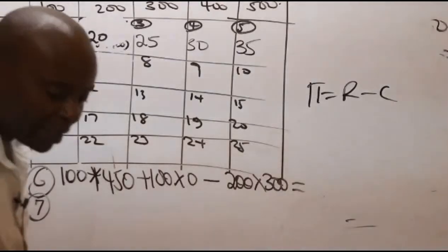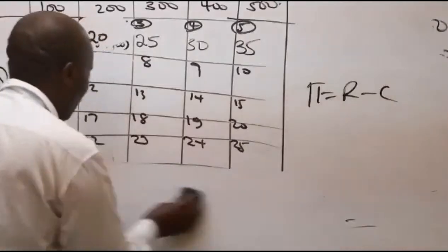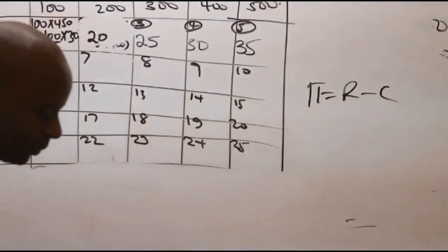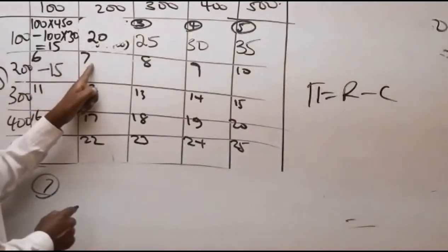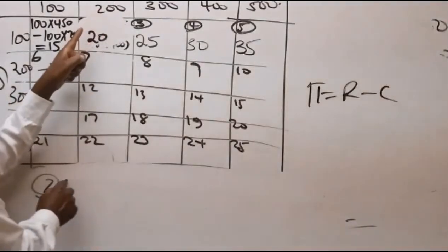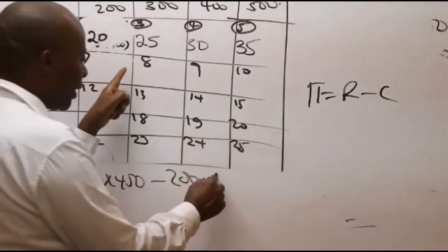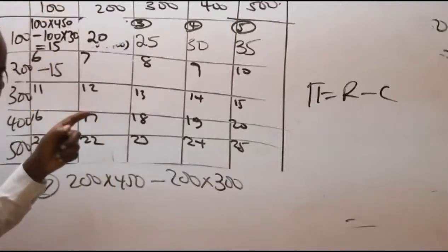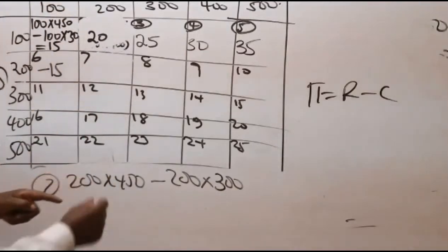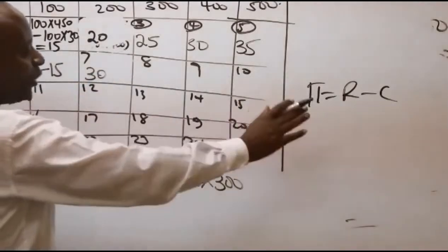So for cell number 7, ladies and gentlemen, this is what I have. We supplied 200. Demand is 200, so we shall sell 200 at 450 minus 200 at 300. So somebody is giving me what figure here? Cell number 7, somebody is giving me 30,000. Thank you very much.